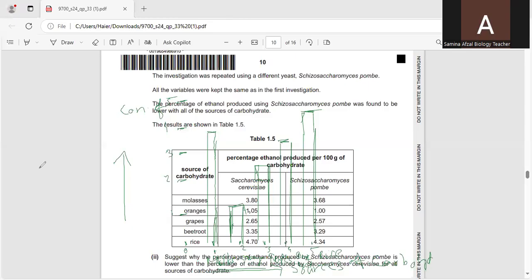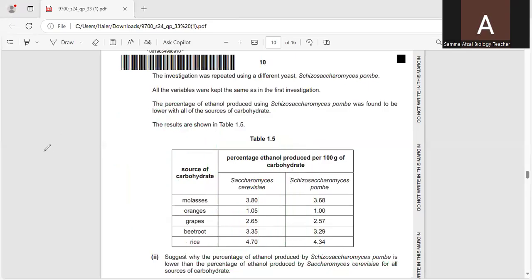Now next is: the investigation was repeated using a different yeast, Schizosaccharomyces pombe. All the variables were kept the same as in the first investigation. The percentage of ethanol produced using Schizosaccharomyces pombe was found to be lower with all of the sources of carbohydrates. Results are shown in table 1.5.